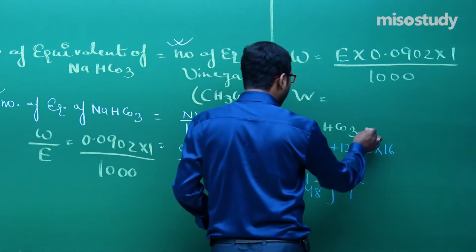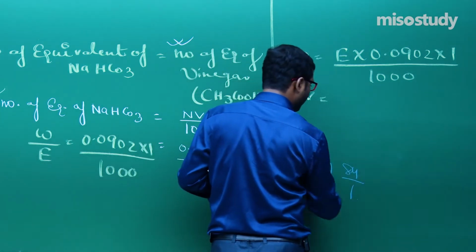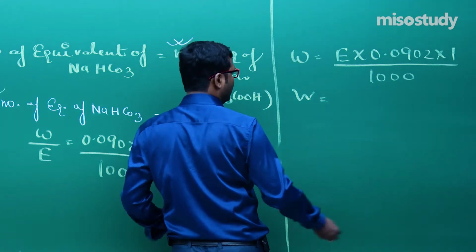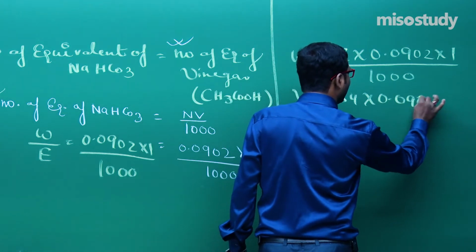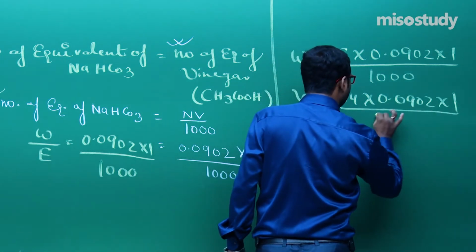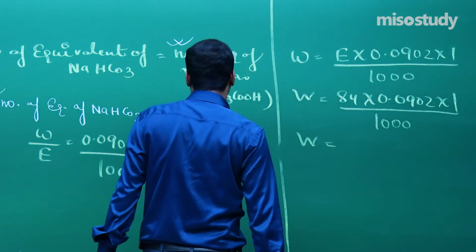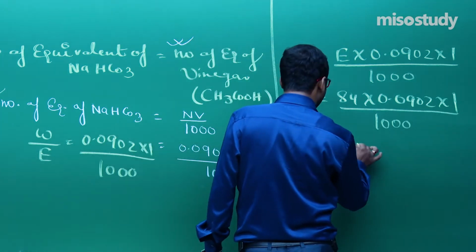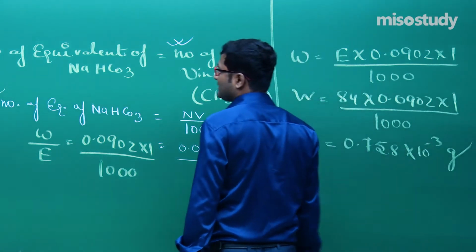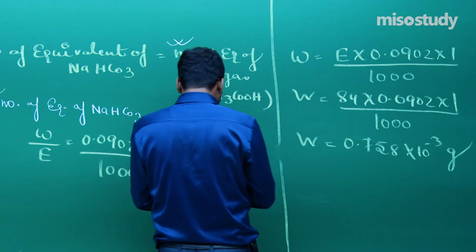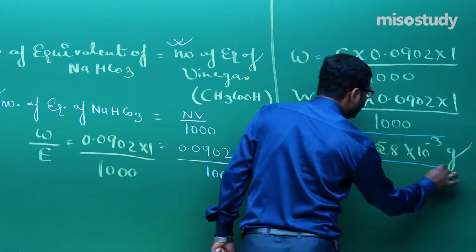Equivalent mass is equal to M upon n. So put here 84. Putting the value, we get 84 multiplied by 0.0902 multiplied by 1 divided by 1000. Am I right? After solving, we get the value around 0.758 into 10 to the power minus 3 gram. So we can easily predict the answer, that is option C.